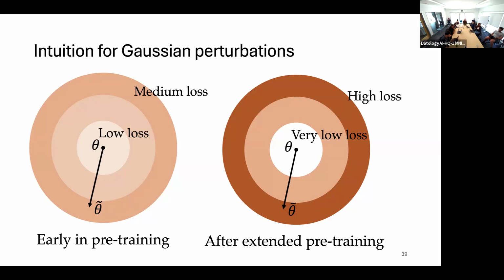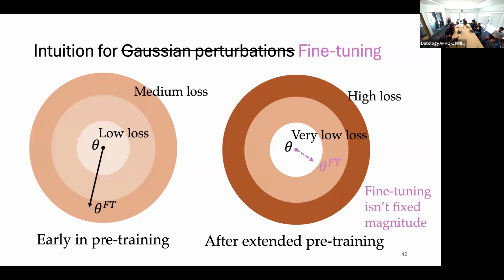So this picture seems reasonable, but what's wrong with it for fine-tuning? It's almost right for fine-tuning, except the problem is that fine-tuning isn't necessarily fixed magnitude. Two different checkpoints could potentially give you two totally different fine-tuning perturbation vectors. Maybe early in training the weight norm is bigger, and so you have to move further no matter what. And then later in training, the weight norms are smaller, and so you just move less.